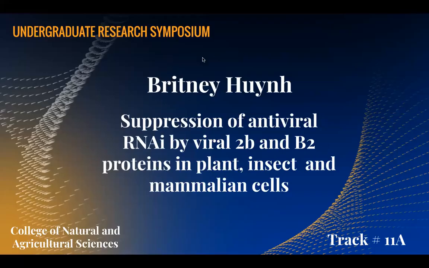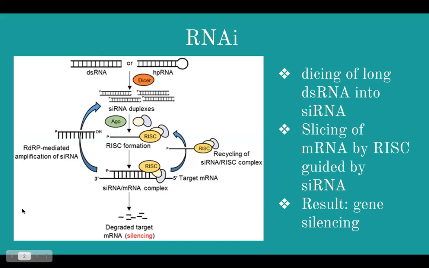Hi everyone. So I'm Brittany, and this presentation is based on suppression of antiviral RNA interference by viral 2B and B2 proteins in plant, insect, and mammalian cells. So RNA interference, or RNAi, is a genetic regulatory system that functions to silence the activity of specific genes. There are three main steps to focus on within RNA interference, which are dicing, splicing, and silencing.